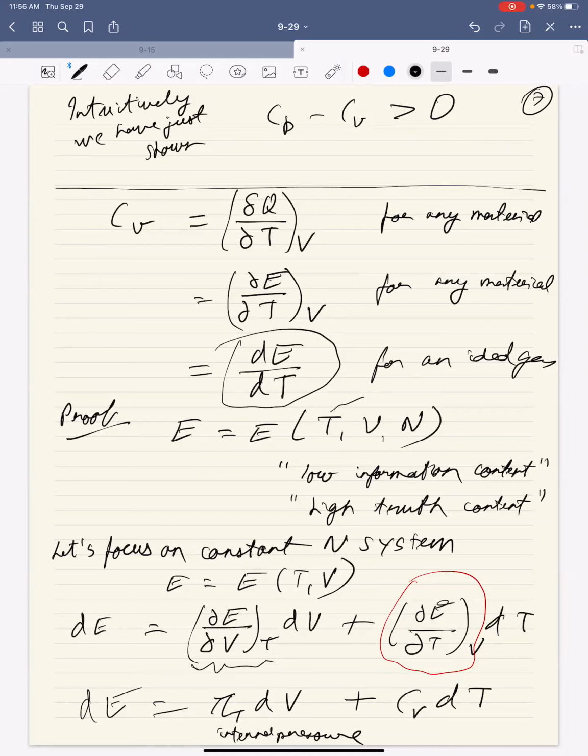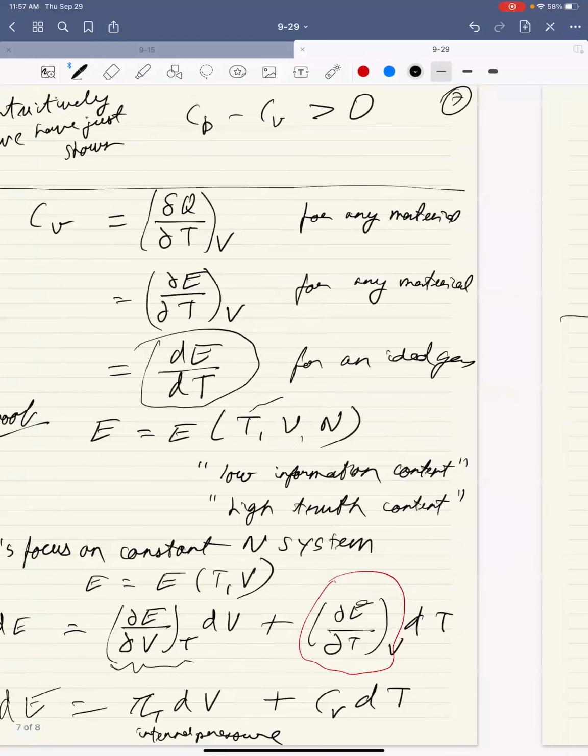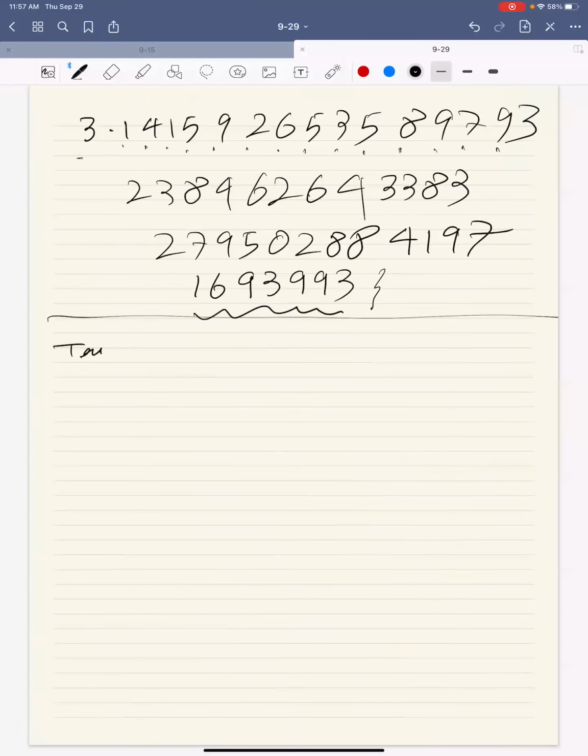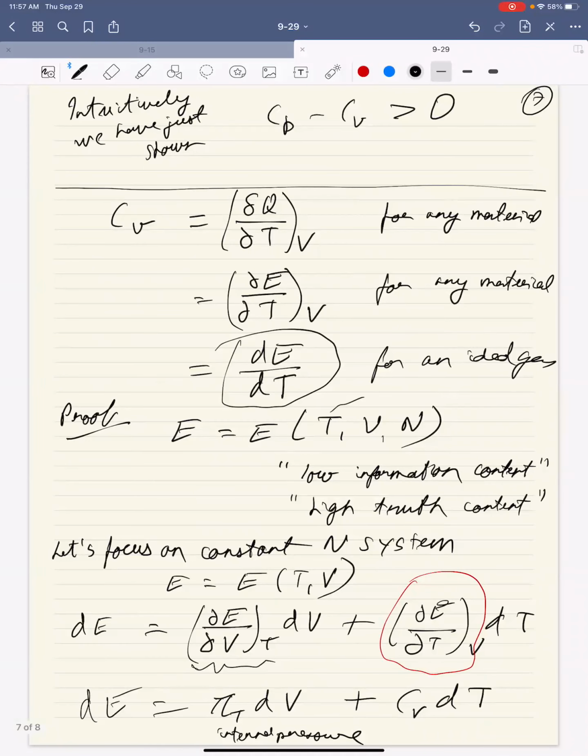It was in natural variables. So what are the natural variables for E? V, S, and N. If you're doing partial E by partial V, what must be held constant? S and N, right? So true pressure is partial E by partial V at constant S and N. That's why we call pi T the internal pressure, okay?